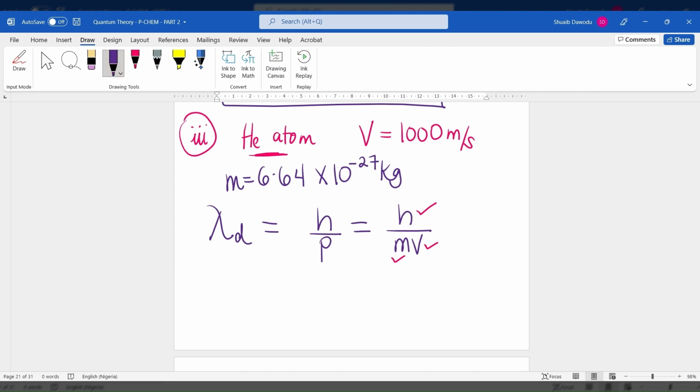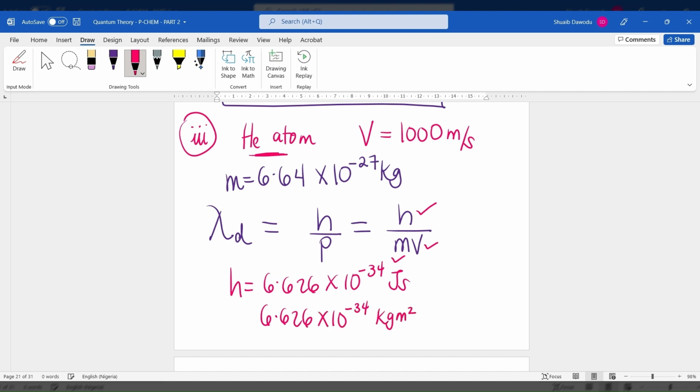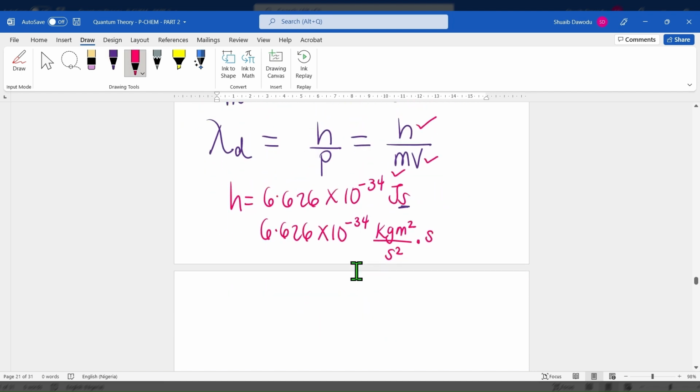Now, before we go ahead and do that, we remember that h is simply what? What did I say h was again? h is 6.626 times 10 raised to the power of negative 34 joule seconds, which we can rewrite to be 6.626 times 10 raised to the power of negative 34 kilogram meter squared per second squared. Let's not forget the second, since the full unit is joule second. So times this extra second here. So this is all we need to substitute.